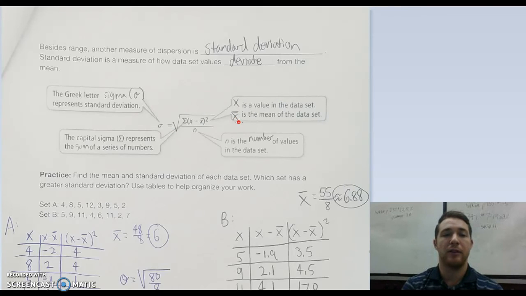And we read this as X bar, so X with a little line over the top. So X bar is the mean of the data set. We find the mean the same way as before. And N in that formula that we're using is the number of values in that data set.